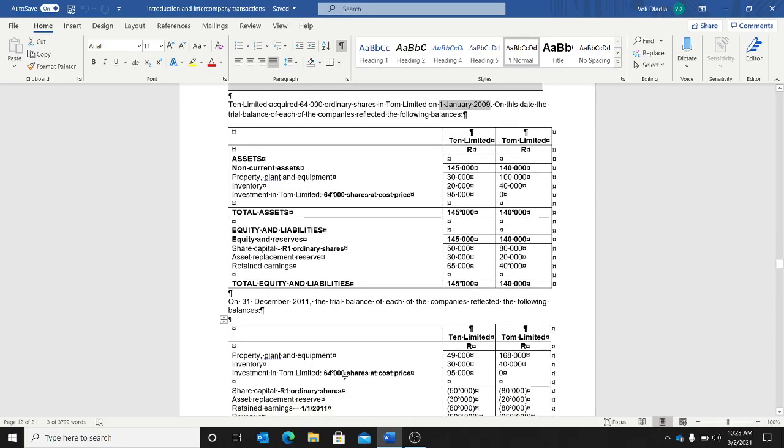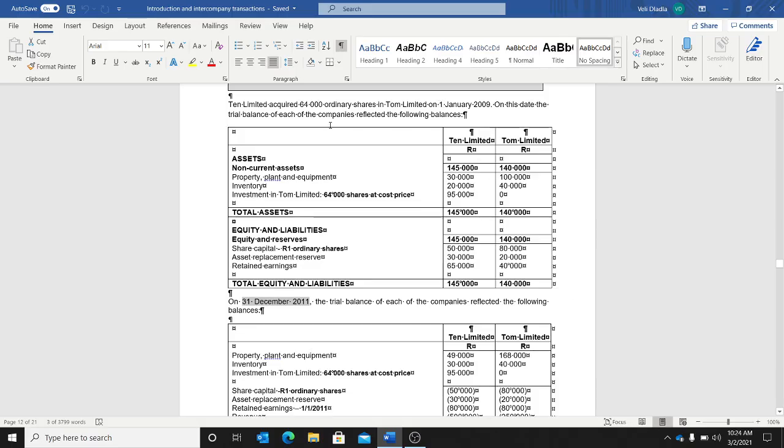Now, I want you to pay attention to this date here. It's after acquisition. The acquisition date is this one. When we bought this company was January 2009, but now we are dealing with a year, meaning our current year is this one, but it is after the first date, okay, at acquisition.